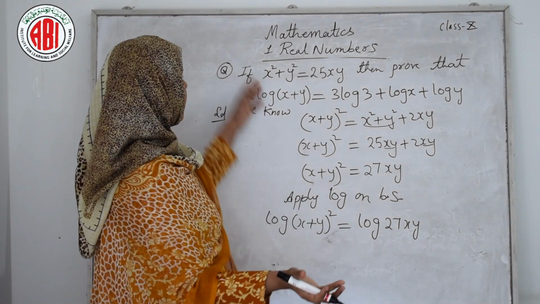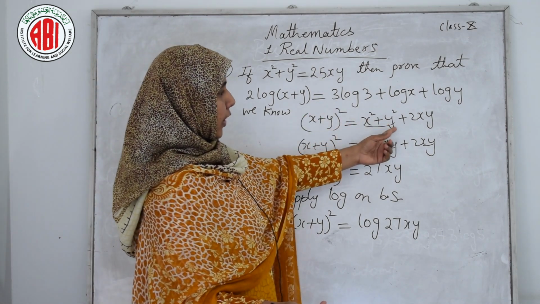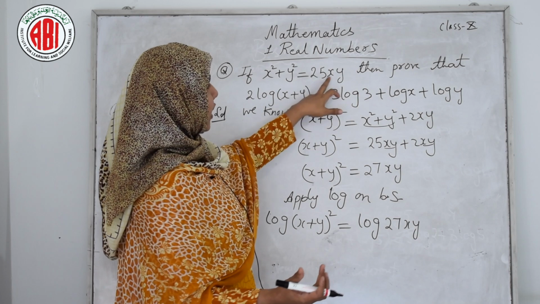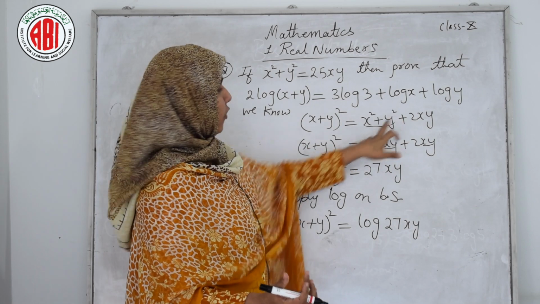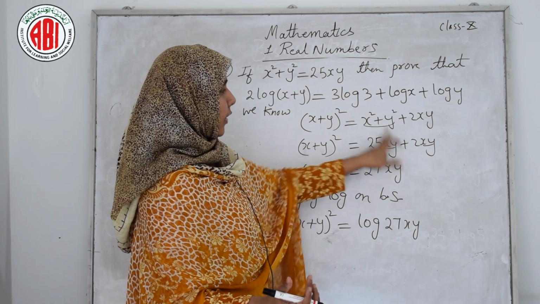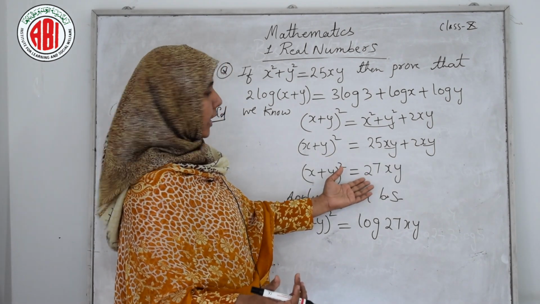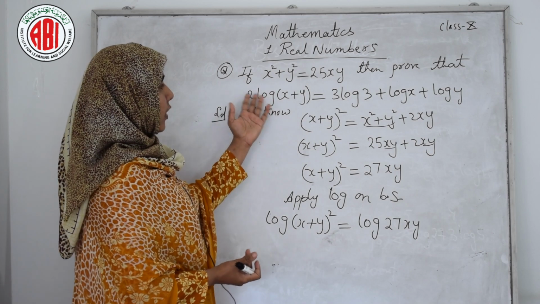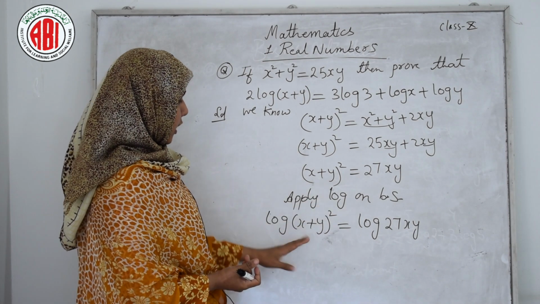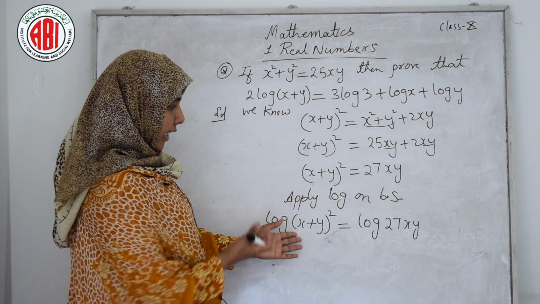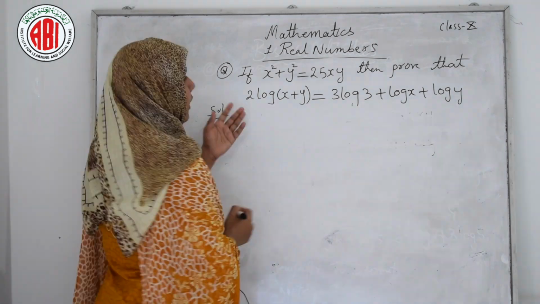So what is the first step here? First we used the identity (x plus y) whole square equals x square plus y square plus 2xy. Then it is given that x square plus y square is 25xy, so in place of x square plus y square we put 25xy. Now these are like terms, 25 plus 2 is 27xy. But here also we are not getting the answer, because the answer we have to prove is in the form of log. So we apply log on both sides. We get this, but is it the answer? No. Again we have to simplify this to get the answer. Let us simplify.